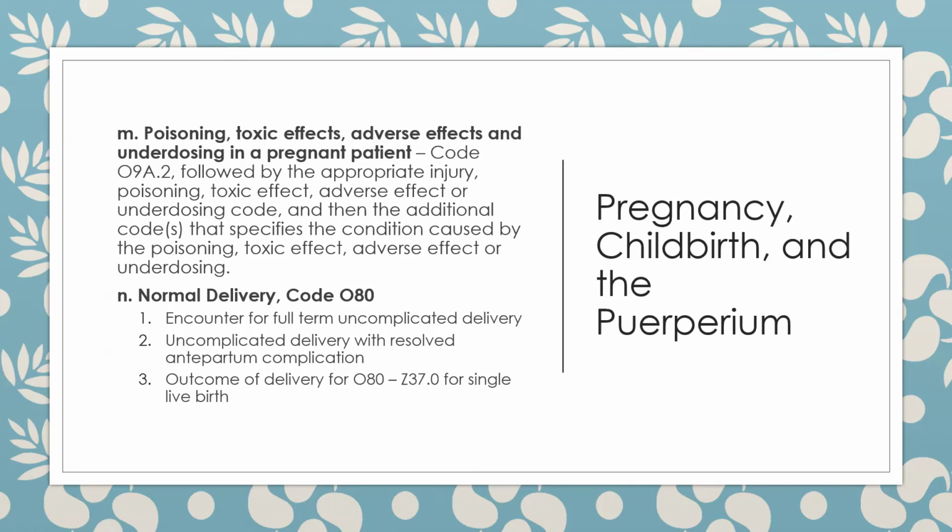When we have an uncomplicated delivery with resolved antepartum complication, code O80 may be used if the patient had a complication at some point during the pregnancy, but the complication is not present at the time of the admission for the delivery. And number 3, outcome of delivery for O80. Z37.0 for single live birth is the only outcome of delivery code appropriate for use with O80.